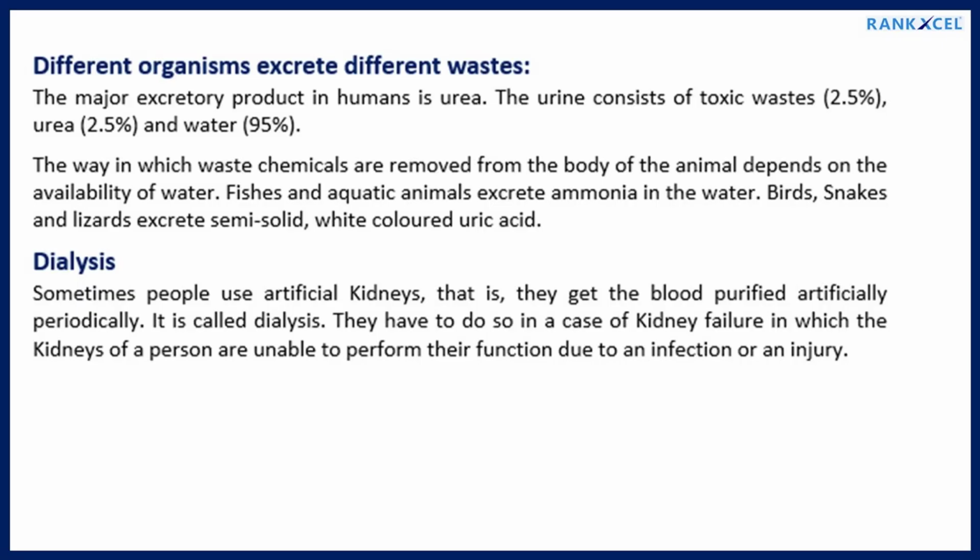Different organisms excrete different wastes. The major excretory product in humans is urea. The urine consists of toxic wastes 2.5%, urea 2.5%, and water 95%. The way in which waste chemicals are removed from the body of the animal depends on the availability of water. Fishes and aquatic animals excrete ammonia in the water. Birds, snakes and lizards excrete semi-solid, white-colored uric acid.